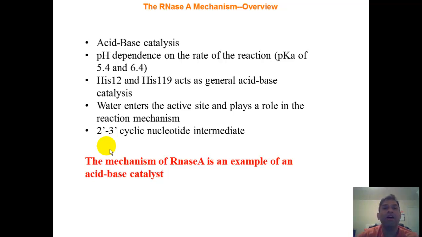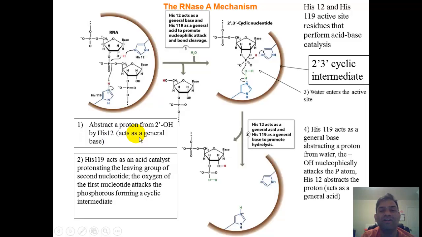So the overview of the RNase A mechanism is histidines, the 2 histidines, acid-base catalysis, and then the importance of water. So the mechanism of RNase A is an example of an acid-base catalysis. So if you remember, if I go back to the previous slide, the 2,3 cyclic nucleotide intermediate is shown here. Only when water comes into the active site does this intermediate break apart.